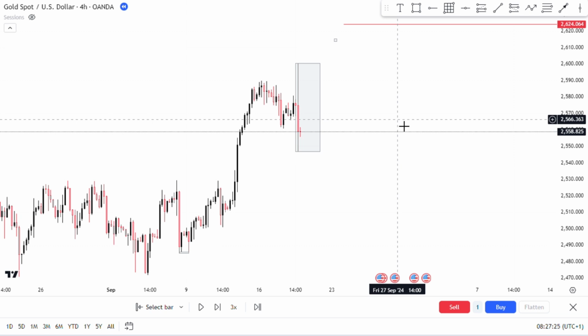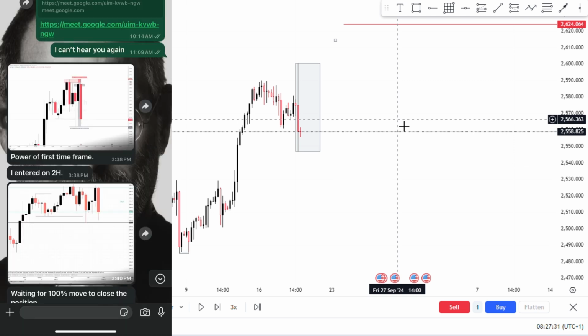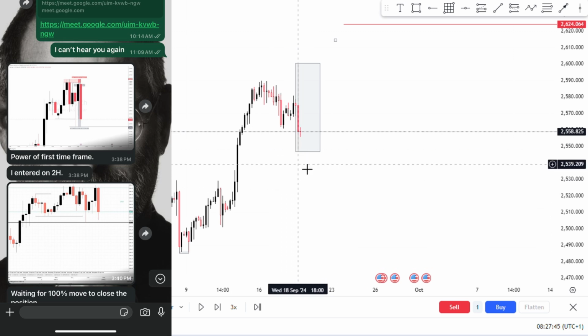So let me just take a screenshot so you guys can see one of my students talk about it. You can see right here he said power of the first time frame and entered on the 2 hour time frame. I've taken the screenshot, I'll add it to the screen also, and you can see I was able to enter into the trade, understanding the power of the first time frame. That is what I'm about to do right here, just for my premium. I haven't created any video about this on my YouTube page.